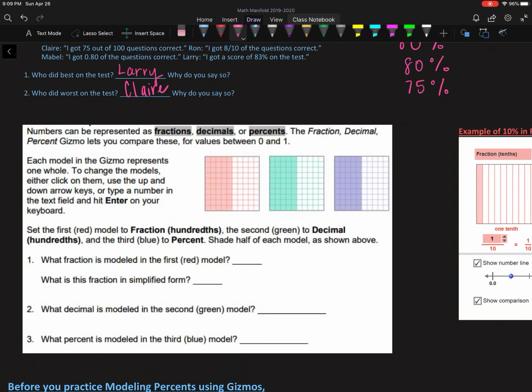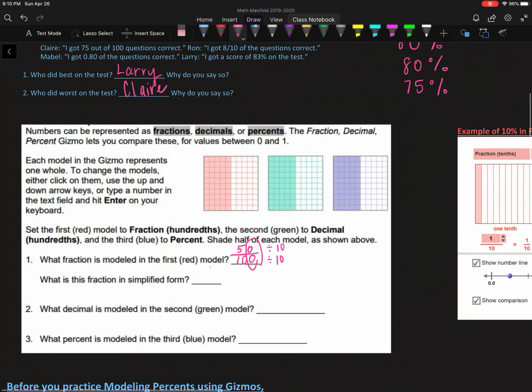So if I was looking at the fraction model in the red, there are 50 little squares out of 100 that are shaded in. There's also 50 out of 100 that are not shaded in. And if we were going to simplify this, I can actually divide each one by 10 to get 5/10. I can also simplify this again, because 5 out of 10 is the same as saying half. Half of the squares are colored in red.